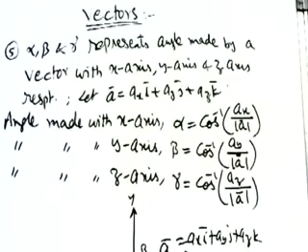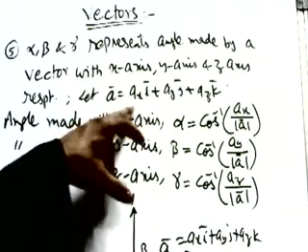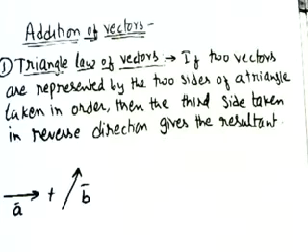Let me see the formulas here. Alpha, beta, and gamma represent angles made by a vector with the x-axis, y-axis, z-axis respectively. Suppose vector A is ax i plus ay j plus az k. Then the angle made by it with the x-axis is alpha equals cos inverse of ax by mod A. In the same way, beta will be cos inverse of ay by mod A, and gamma will be cos inverse of az by mod A.